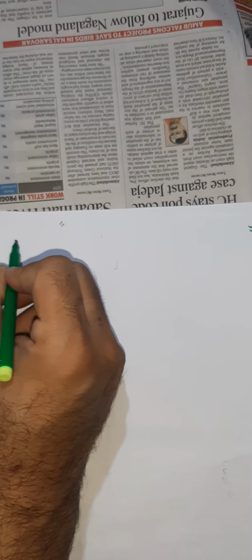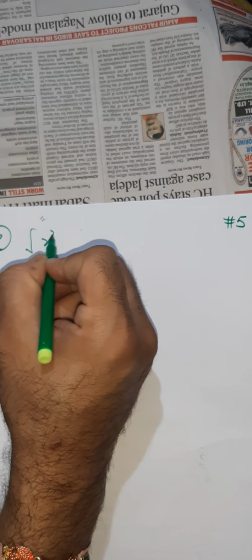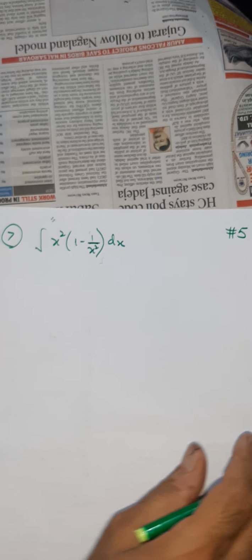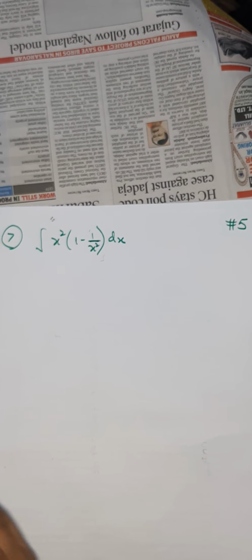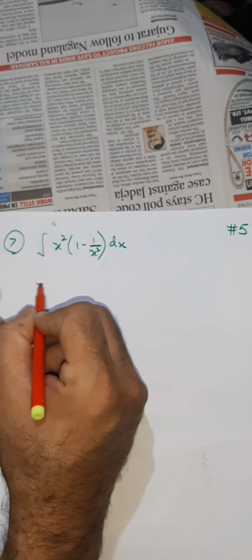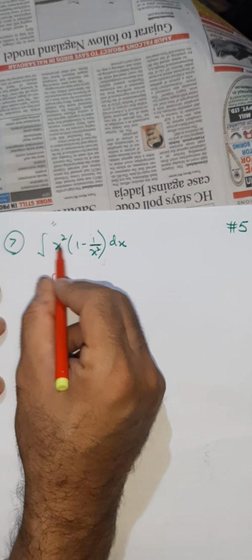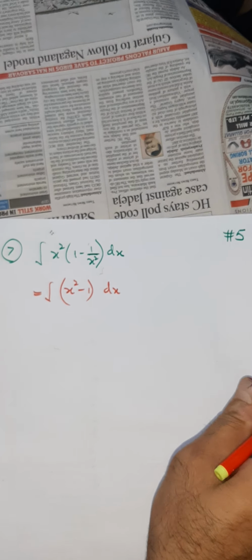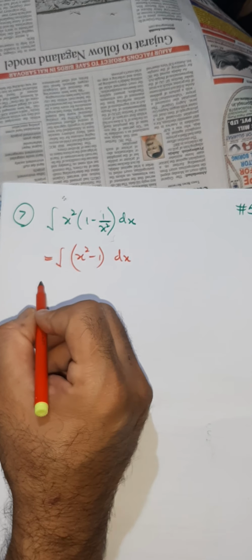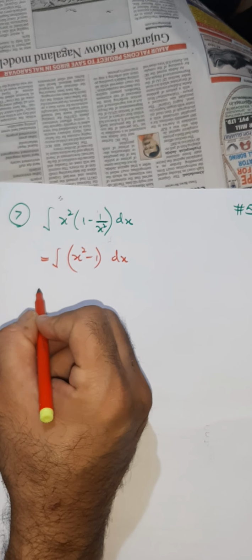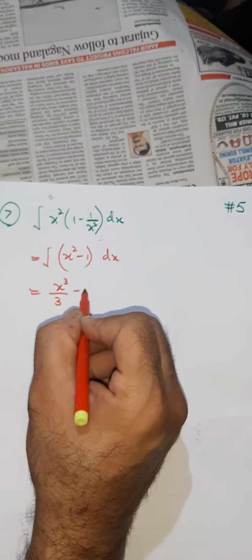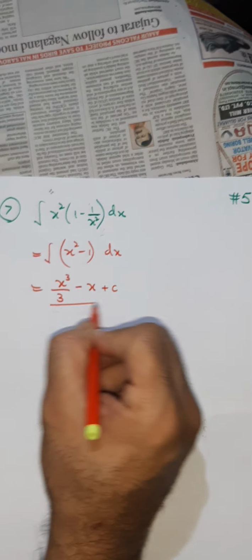Next question. Question number 7 here. Integral of x square into 1 minus 1 upon x square. Now here you have a product of two functions, but we don't have a product rule and so on. So we need to simplify this. So if you simplify this, after taking LCM, x square will get cancelled. So just x square minus 1. So now the integral of x square, raise the power by 1, divided by the same number, by 3. Integral of 1 is x plus constant of the integration, so plus c.